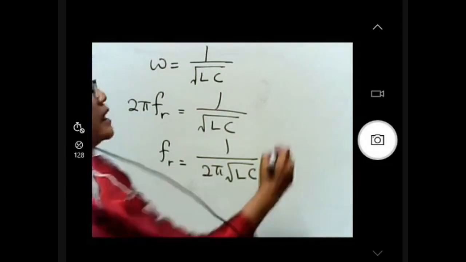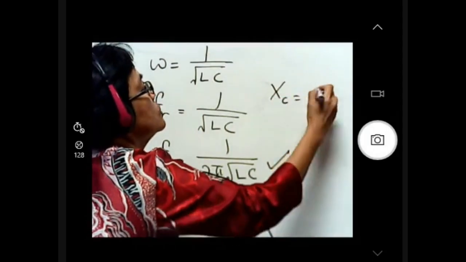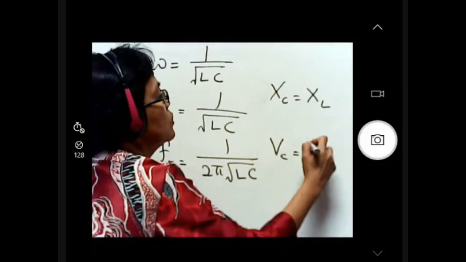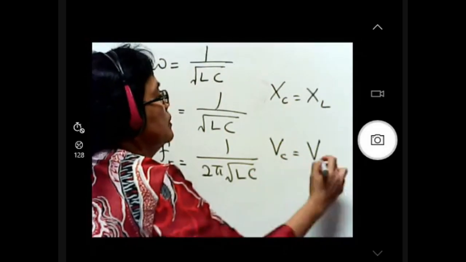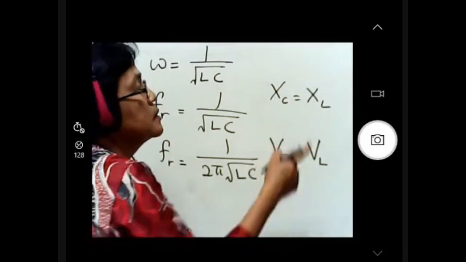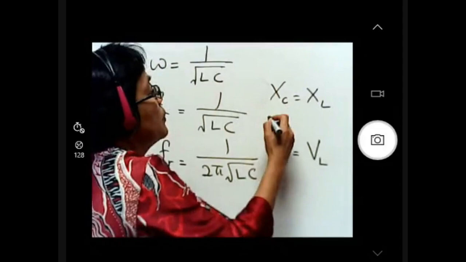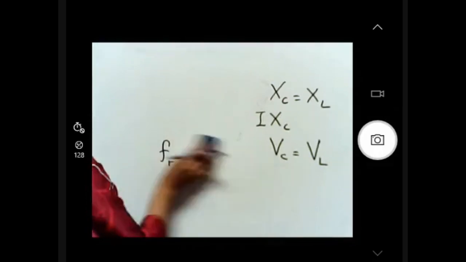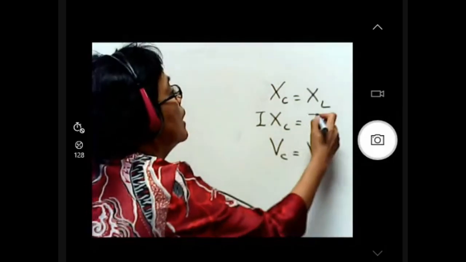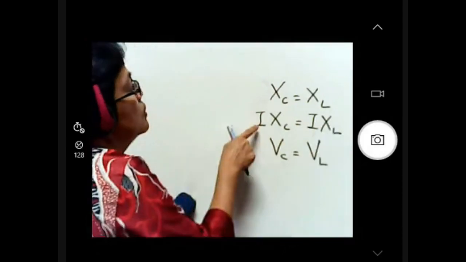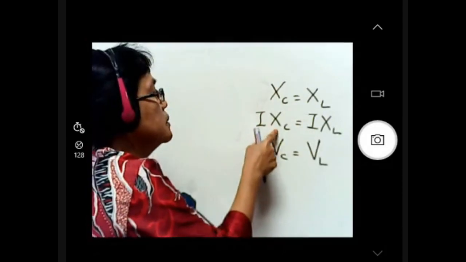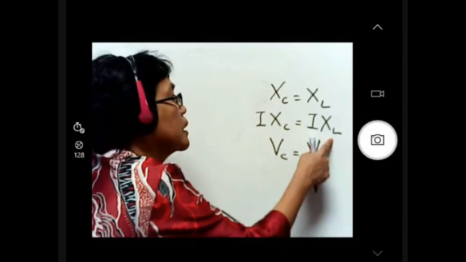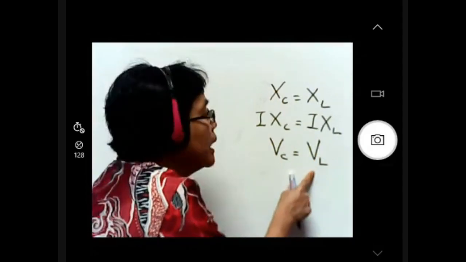So you find that if XC equals XL, VC is also equal to VL. Do you believe me? See? Why? Because current in the circuit is the same. So I can multiply current on each side. So I get IXC, current multiplied with capacitive reactance equals voltage across capacitor, and current multiplied with inductive reactance is also equal to voltage across inductor.